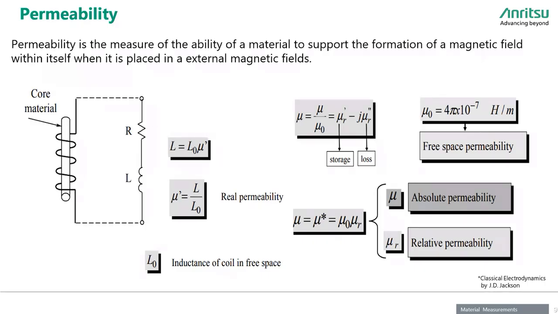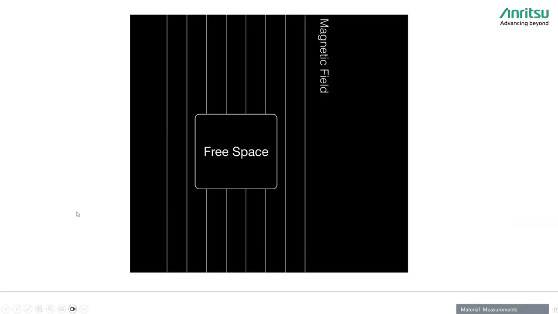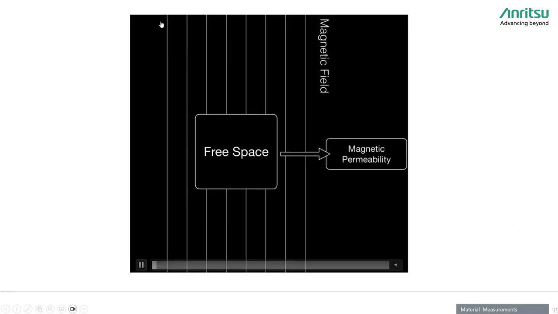Now, here we denote it with mu. Absolute permeability is a product of the relative permeability, mu r, and the permeability of free space, which is mu naught. This is an example where we are putting a free space sample in the magnetic field. So the magnetic field is there. There is no permeability, so there is no change in the magnetic field either.